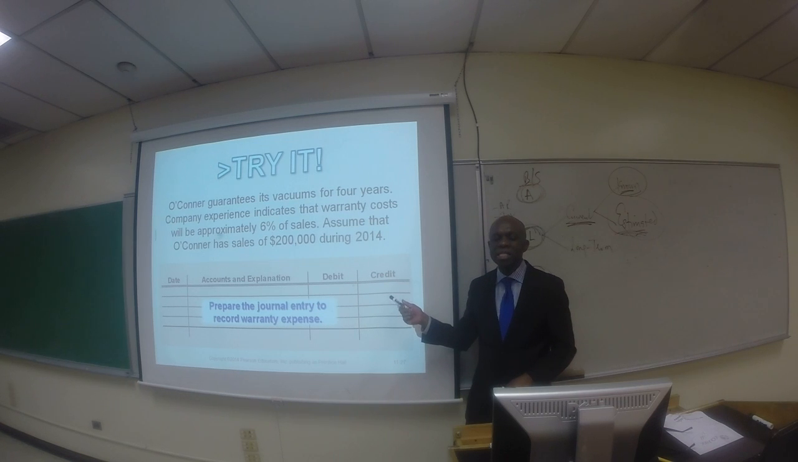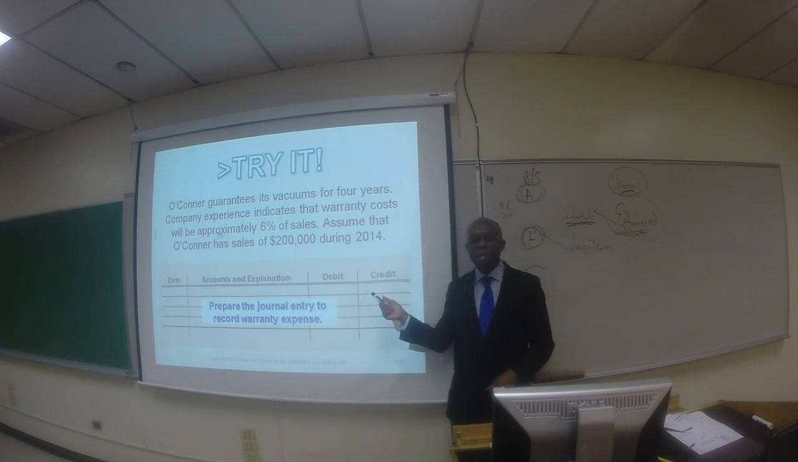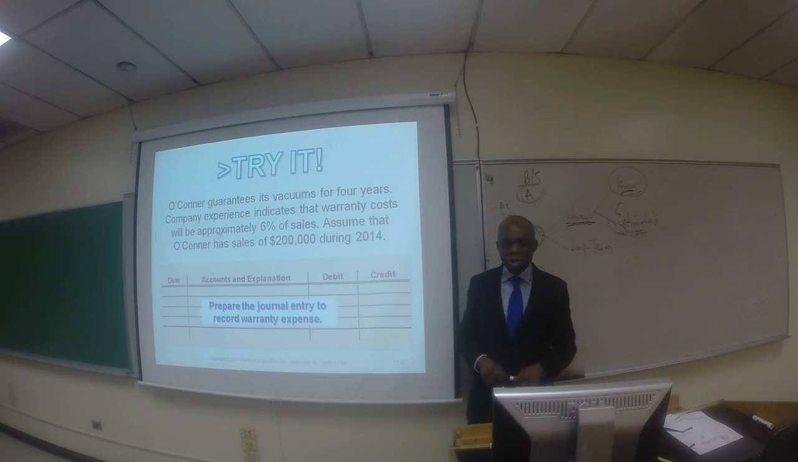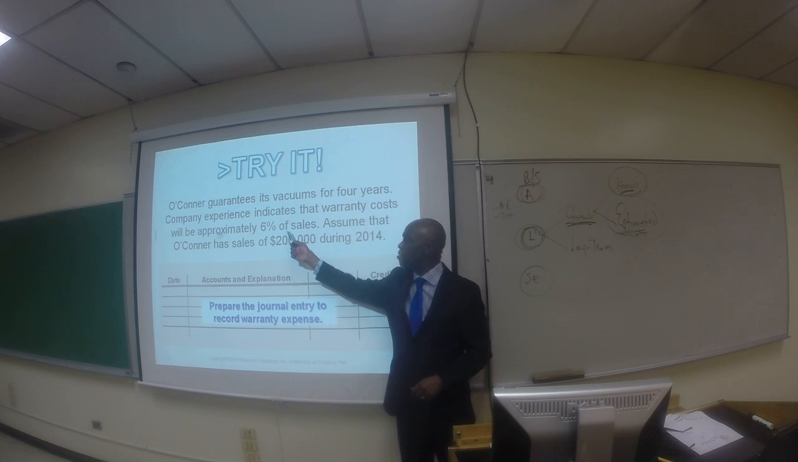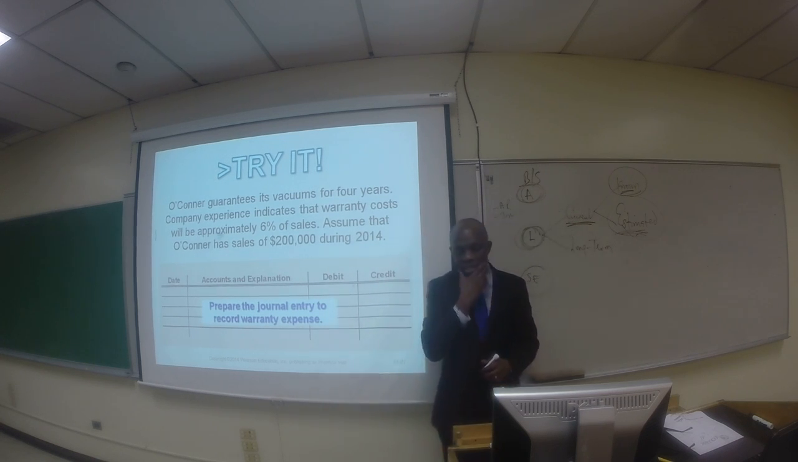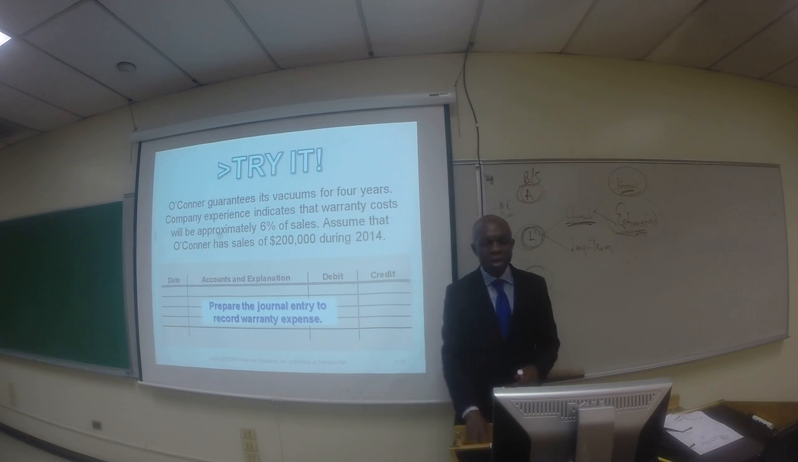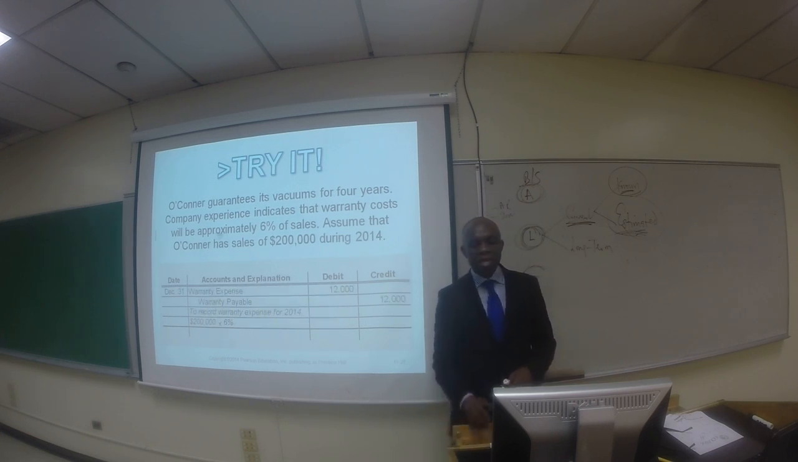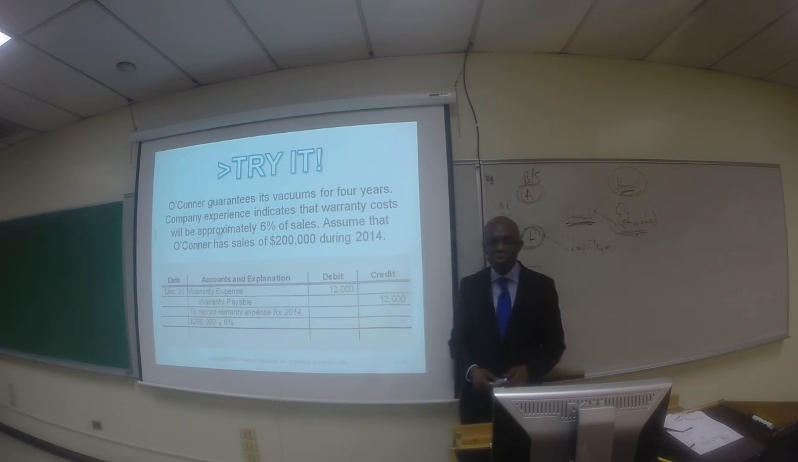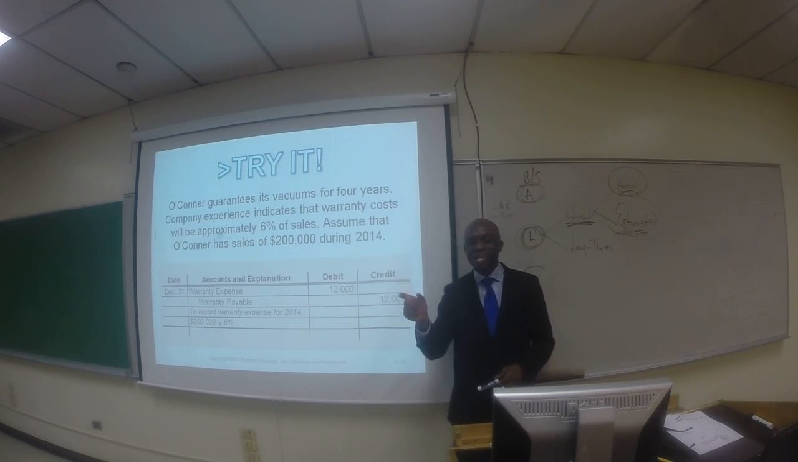So let's take a look at this example. This company guarantees that the vacuum will actually work for 4 years. But past experience tells them that approximately 6% of sales will result in warranty cost, that is either replacement or repair. So take a look at what they did in that year. 6% of $200,000, which is their sales, results in 12,000. So they debit warranty expense for 12,000 and credit warranty payable for 12,000.